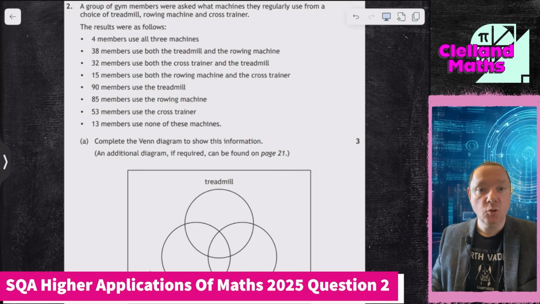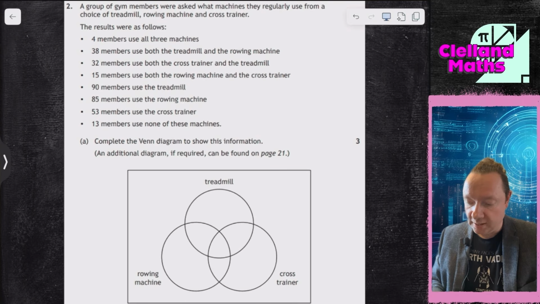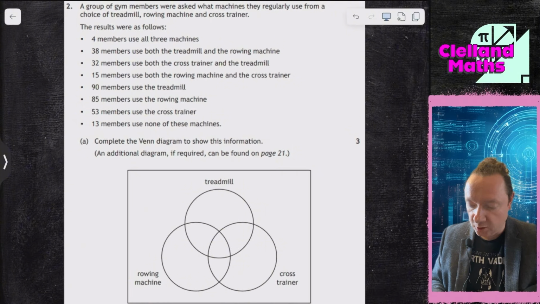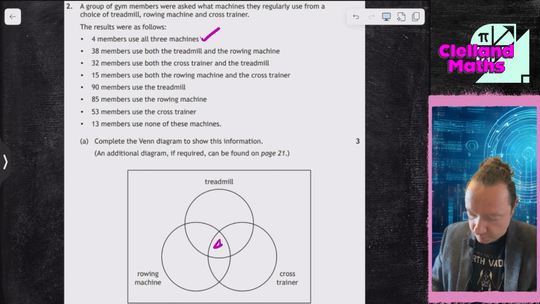SQA Higher Applications of Maths 2025 question 2. A group of gym members were asked what machines they regularly use from a choice of treadmill, row machine and cross trainer, and you've got all these results. We have to complete the Venn diagram to show this information. So always start with the one in the middle. So the one in the middle is all 3. 4 members use all 3, so 4 goes in the middle.